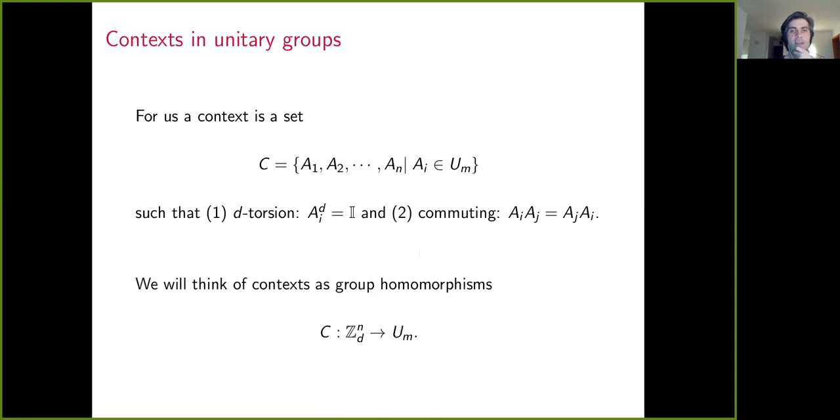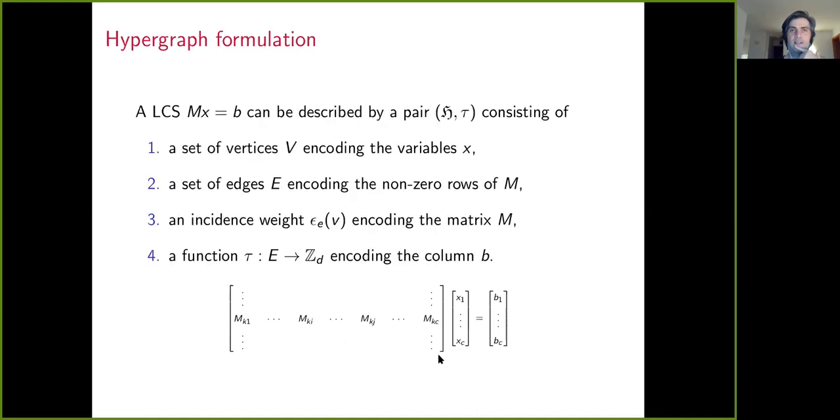There's a more compact way of thinking about contexts, which is thinking of them as group homomorphisms. The group of integers modulo D, you can take n copies of it. This is an abelian group, and you can look at group homomorphisms. Once you look at the group homomorphism, you can evaluate on the generators of this (Z mod D)^n, and that way you obtain an n-tuple of unitaries. That will be your context. The D-torsion property and the pairwise commutativity are automatically built in once you say this is a group homomorphism. That's why it's a nice, concise way of talking about a context.